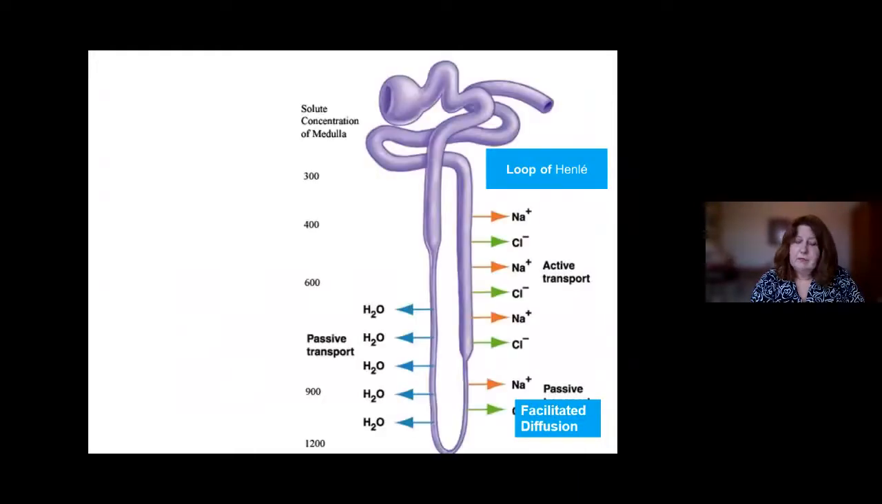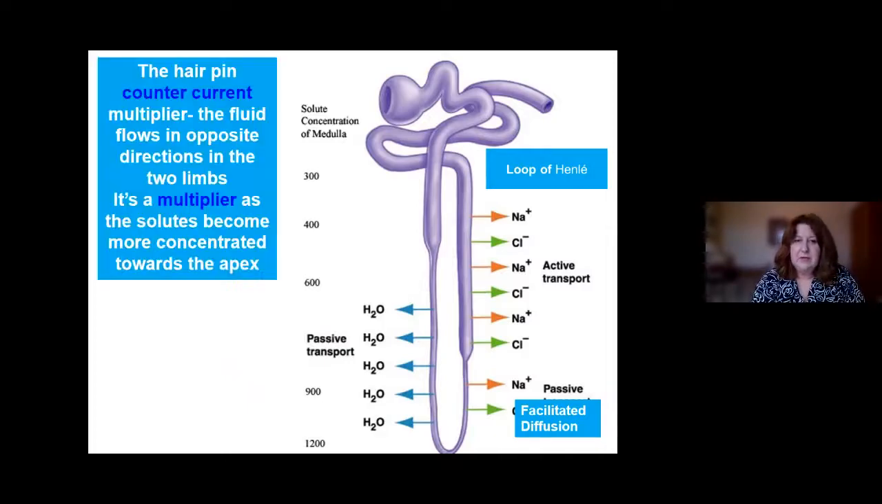So moving on, I know we're moving on at quite a pace here, but let's look now at the next part of the nephron, and that is the loop of Henle, or loop of Henle, depending on how you want to pronounce it. We've got a variety of different processes going on here, but we know that this is called a hairpin countercurrent multiplier. So the fluid is moving in opposite directions in the descending and then the ascending limb. That's why it's called countercurrent.